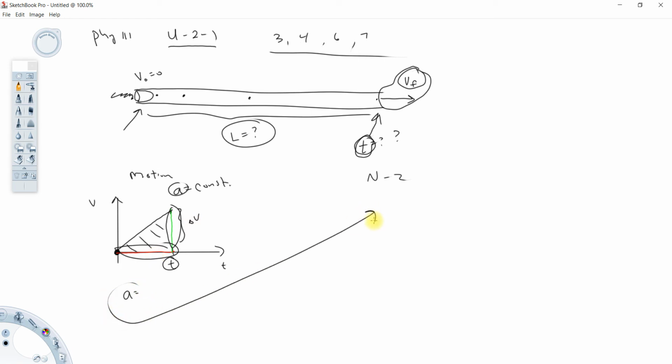Then you can come over here to apply Newton's second law. These gases are pushing, they're applying a force in this direction on that bullet. And by Newton's second law, that force is equal to mass of the bullet times acceleration of the bullet. So that's plenty for number 4.